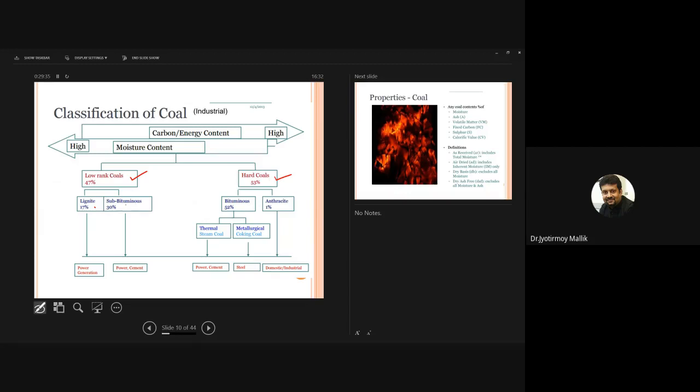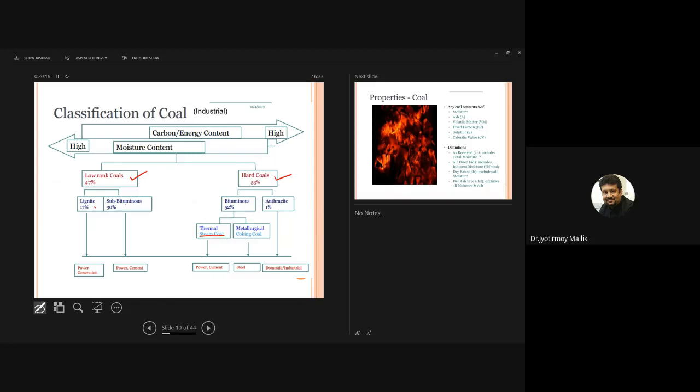The lignites are used for power generation, as we have discussed before. Subbituminous coal is used for power and cement. And then hard coals are primarily subdivided into bituminous coal and anthracite coal. Bituminous coal, thermal, is primarily for creating electricity. The coal which is used for creating electricity is also called steam coal. So if someone calls it steam coal, it means the one that will be primarily used for generating electricity, and the same is also used in the cement industry.